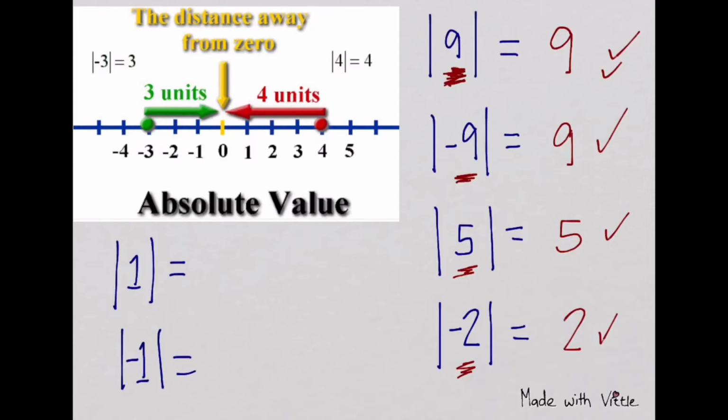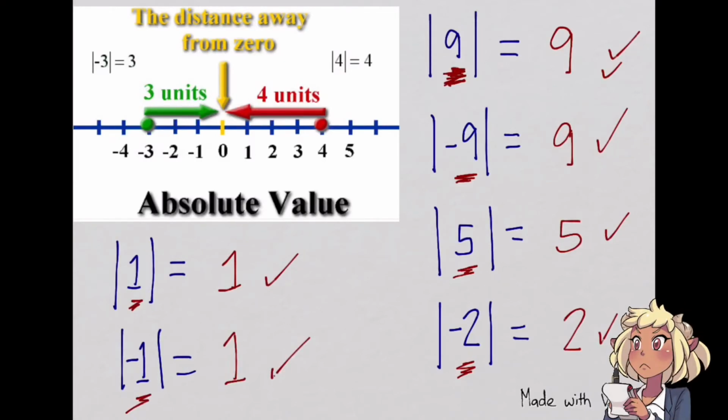What is the absolute value of a positive 1? 1 space from zero. And what is the absolute value of a negative 1? Still 1 space from zero. Now, are you getting absolute values?